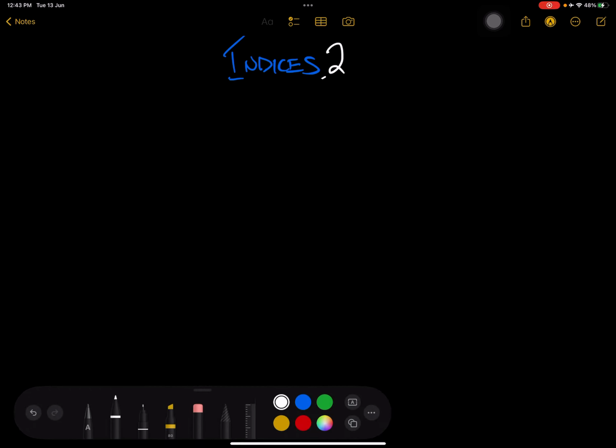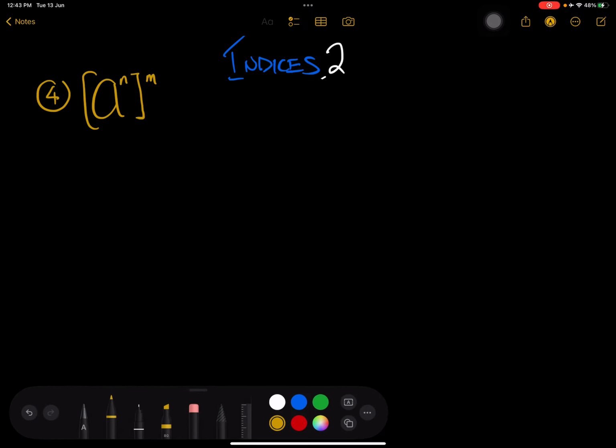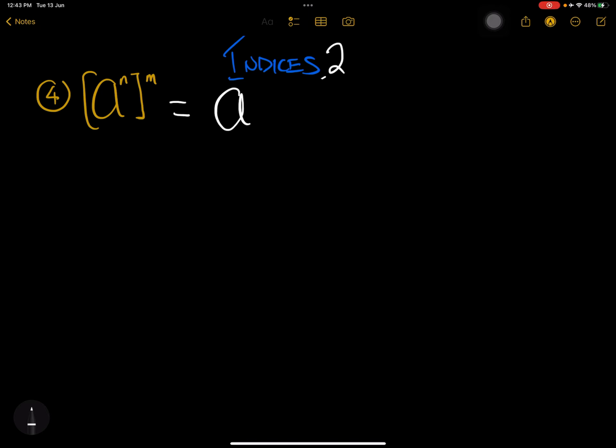So the fourth rule says that if you have a to the exponent of n, and there's also another exponent m on the outside, altogether, we say that it is equivalent to a with the exponents multiplied together, n times m. That gives us a to the power mn, or a to the power nm. It's the same thing.